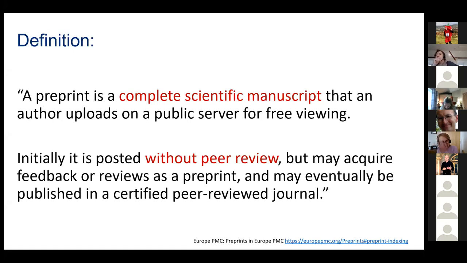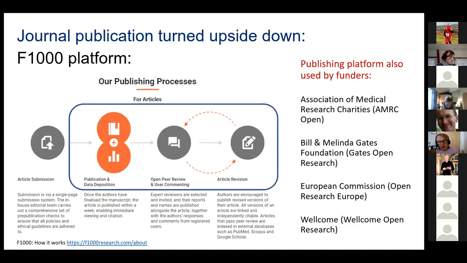So the emphasis there from EPMC is that it is a complete scientific manuscript without the peer review. So preprints have turned the publishing process upside down, or back to front, if you like. It's a change from a curate-and-publish model to publish-then-curate. So this is how the Faculty 1000 platform works, and this allows for posting of preprints and open peer review.